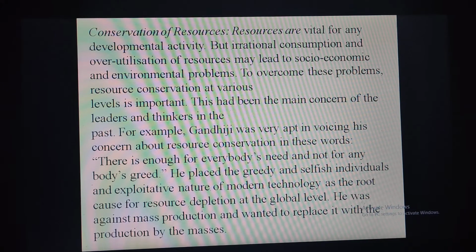What Gandhiji said is that there is enough for everybody's need. Whatever we need is there, but there will be nothing if everyone becomes greedy. So he placed the greedy and selfish individuals and the exploitative nature of modern technology as the root cause for resource depletion at the global level. He was against mass production and he wanted to replace it with production by the masses.